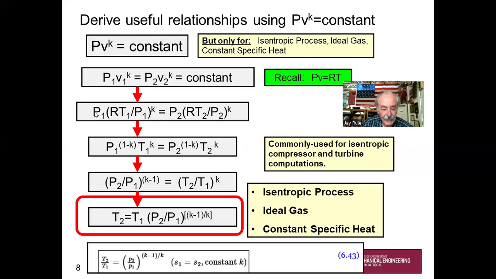Let me collect terms. I've got P1 to the 1 and P1 to the minus K, so I've got P1 to the 1 minus K. I'm using algebra to simplify this. Where's my R going? I'm dividing both sides by R to the K. And one thing I did miss on the left-hand side, T1 to the K. So I'm writing that down. Do you see how I've got P1 to the 1 minus K, T1 to the K?